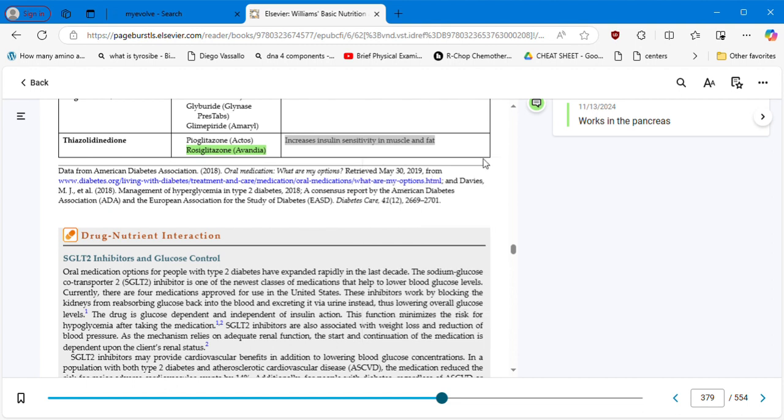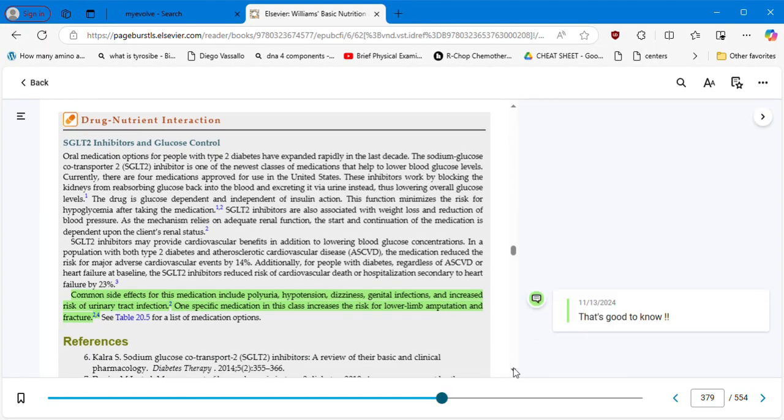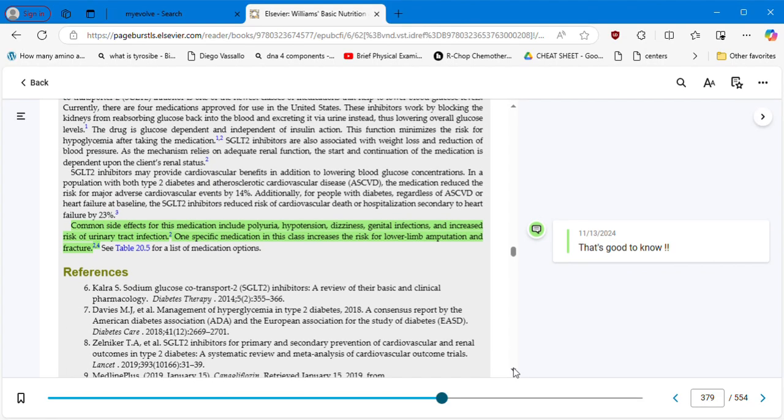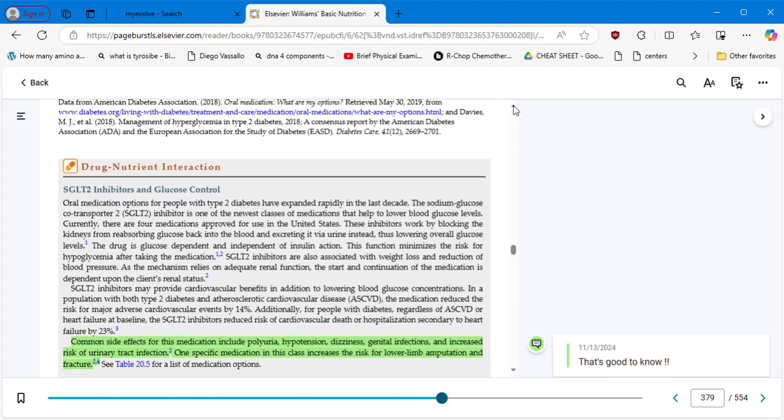Okay, so this is a thiazolidinedione, a drug class, but you are going to hear about them basically by the brands sometimes in your clinics. You have drug-nutrient interaction. Common side effects for the medications, they are talking about your SGLT2 inhibitors, include polyuria, hypotension, dizziness, genital infections, and increased risk for urinary tract infections, right? One specific medication in this class increases the risk for lower limb amputation and fracture. And this is very dramatic.